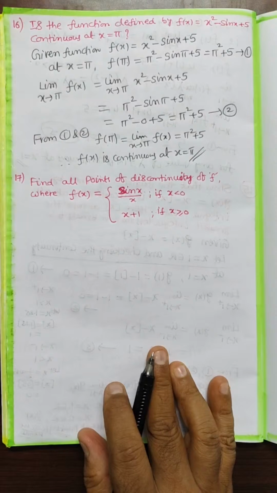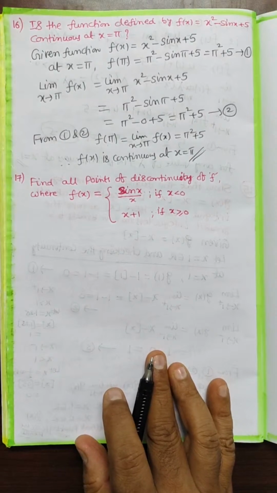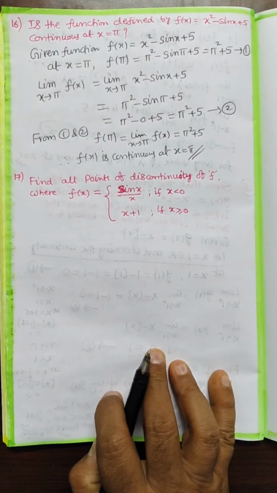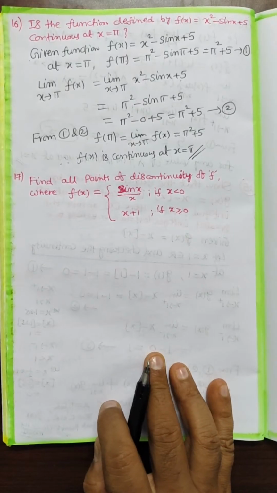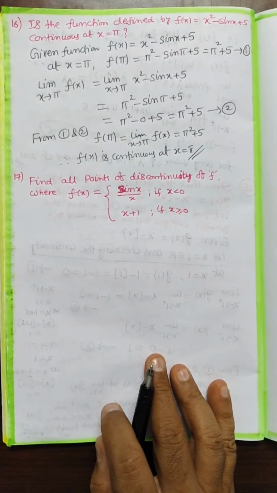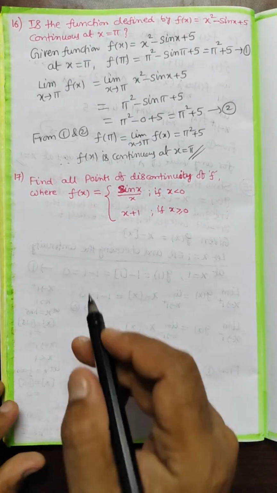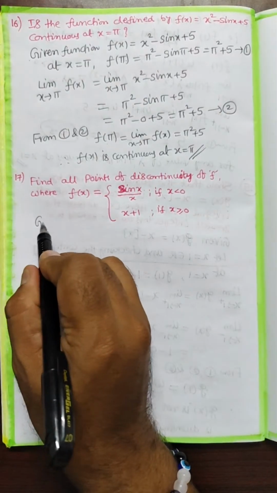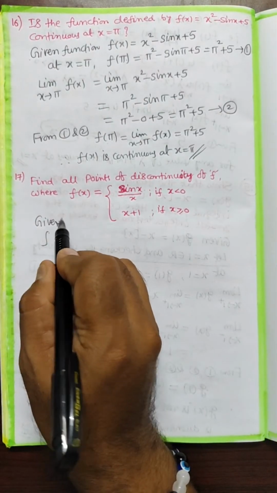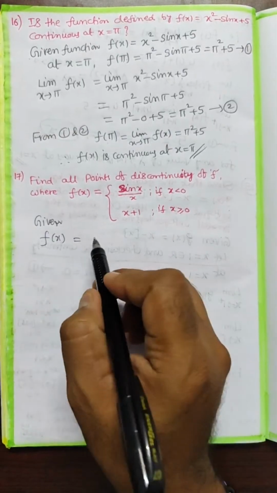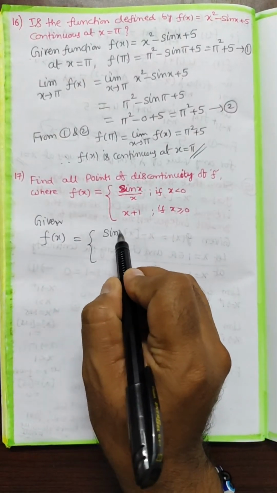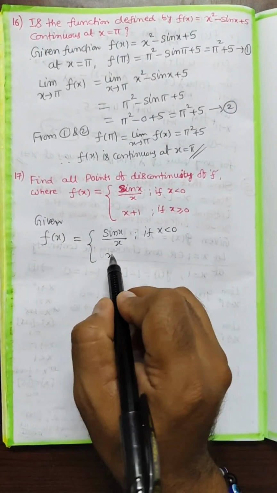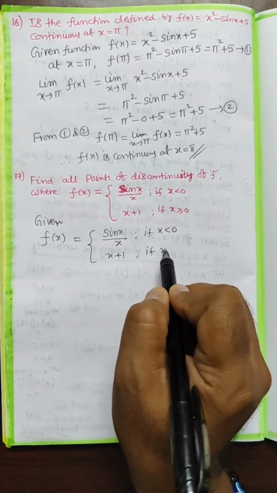Next, the question is to find all points of discontinuity of f where f of x is this one. So first the given function f of x is equal to sin x by x if x is less than 0, x plus 1 if x is greater than or equal to 0.